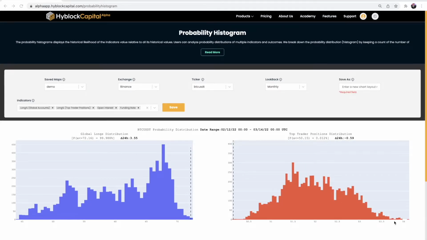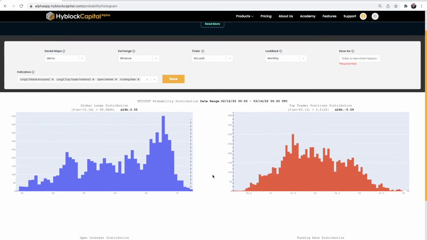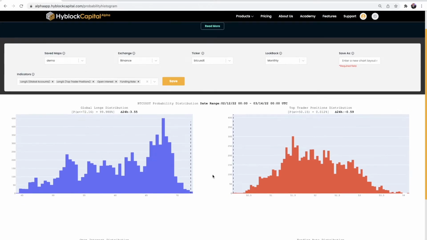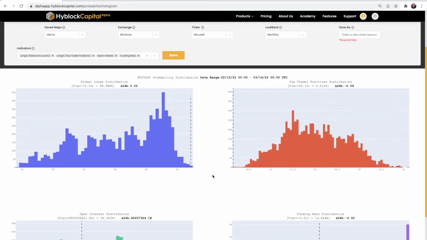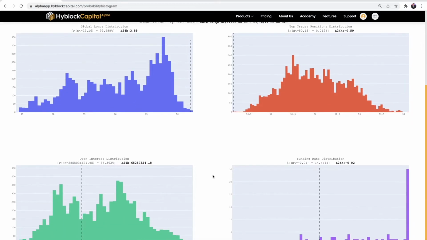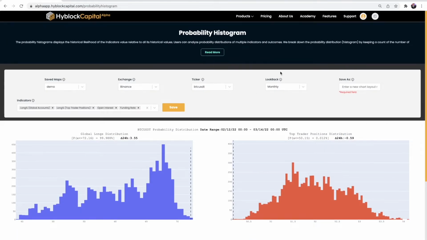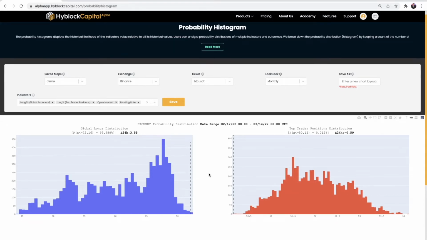We're starting off today by looking at HighBlock's probability histogram tool. These are histograms analyzing historical data of indicators such as global longs, top trader long distribution, open interest, and funding rate. And we're looking at this with a 1 month look back. What we noticed is that during the open of this week, there was extreme behavior from retails and whales.